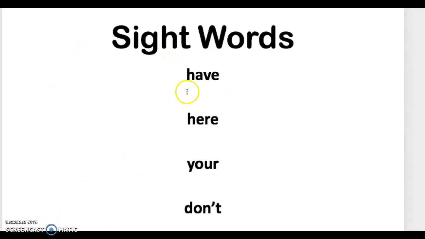Before we begin, here are some sight words in the story. H-A-V-E, so H-A-V-E is the sight word have. H-E-R-E is the sight word here. Y-O-U-R is the sight word your. D-O-N-'-T is the word don't. Let's begin.